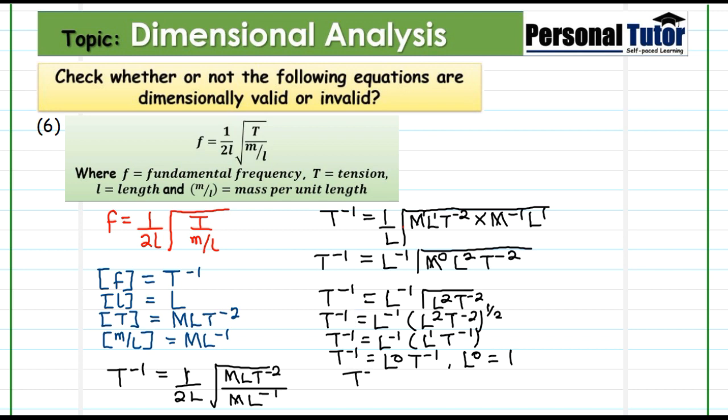So looking at the equation, on the left hand side you have T exponent negative 1 and it's equal to the right hand side, T exponent negative 1. Therefore, by a quick inspection, you are right to say that since the left hand side is equal to the right hand side, this equation is also dimensionally valid.